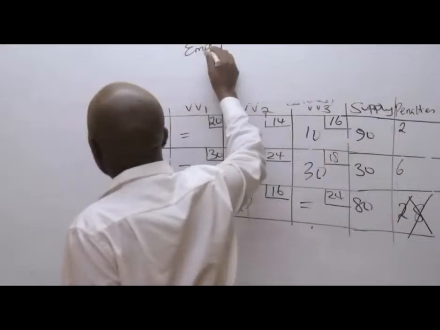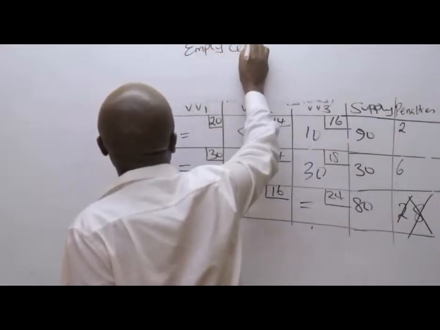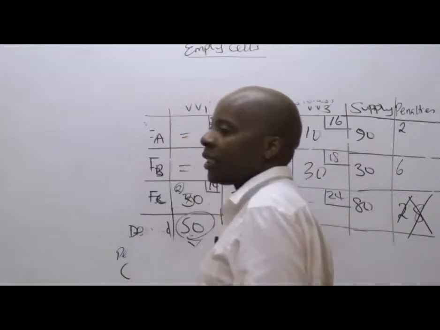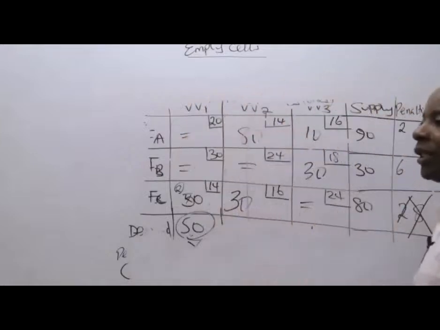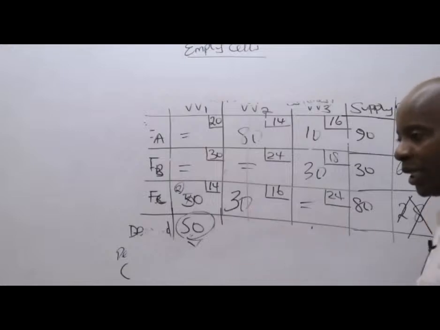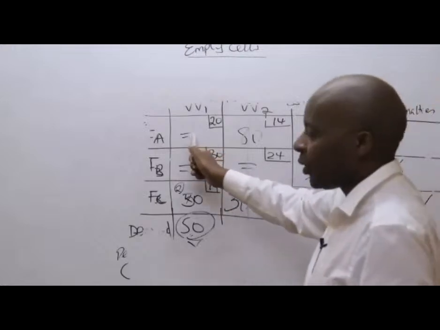Give us a list of all the empty cells that you have. Is there anybody who is able to see, who can define empty cells for us here? Like the first one is an empty cell.